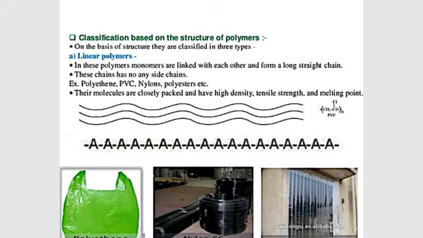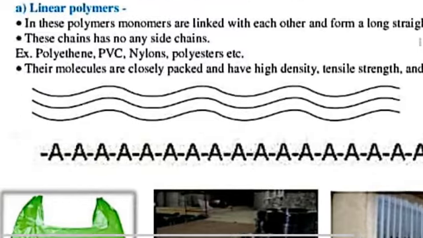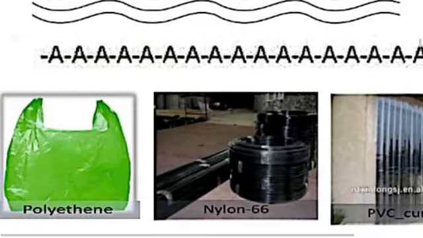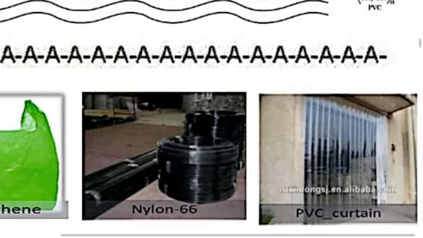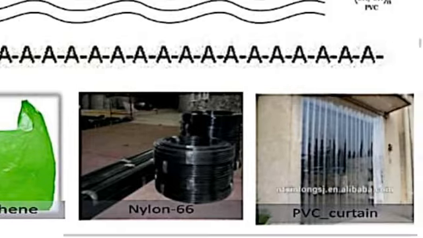The molecules are closely packed and have high density, tensile strength and melting point. So branches won't be there, they will have only a linear chain. Like if A is a monomer, A will go on. So polythene, nylon 6, PVC curtains, etc.